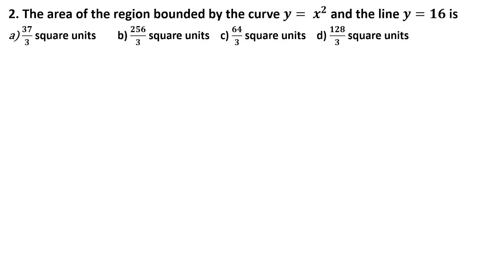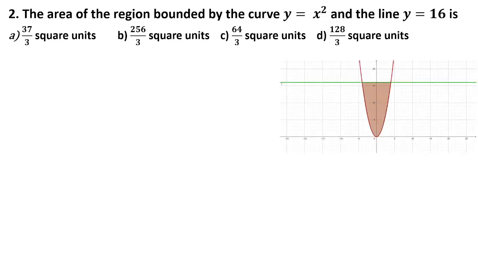Go to question number 2. The area of the region bounded by the curve y is equal to x square and the line y is equal to 16. This is a parabola, an upward parabola, and the line is a line parallel to the x-axis. Let us see the diagram of it. This is the diagram. And we are having the area on both the sides. Therefore, the area will be 2 times integral 0 to 16 of x dy.